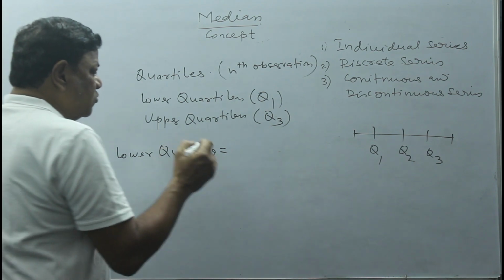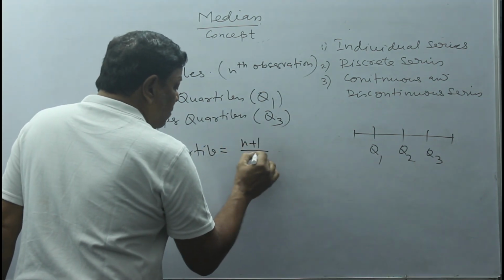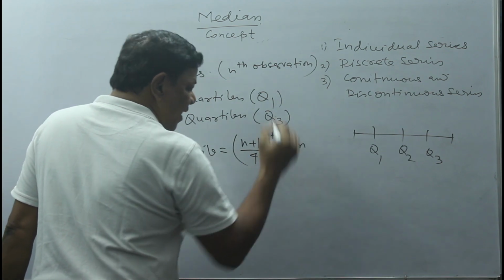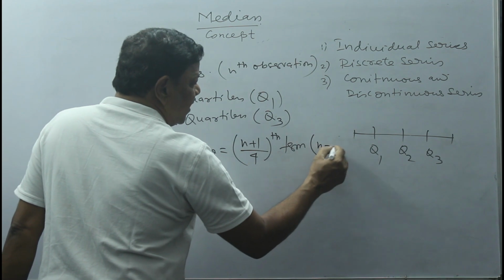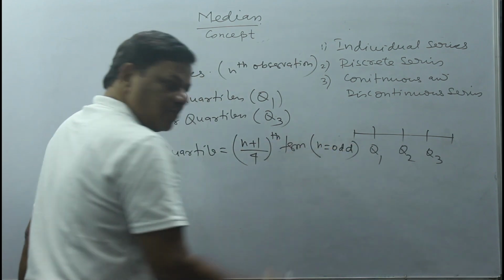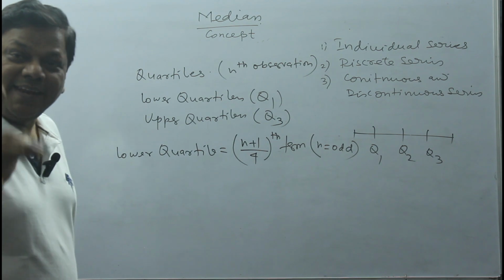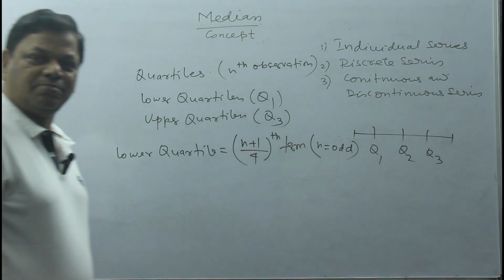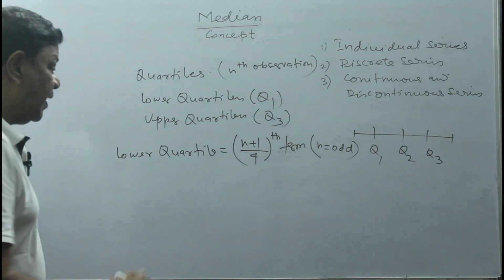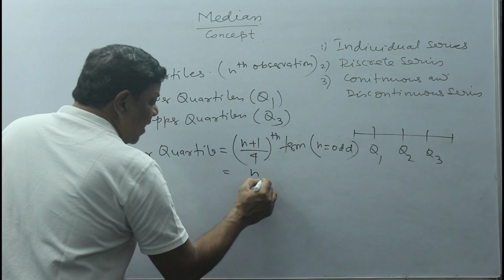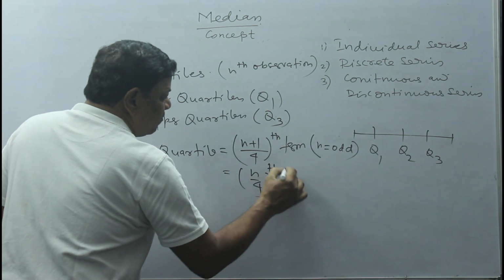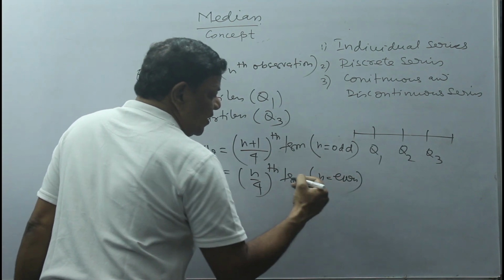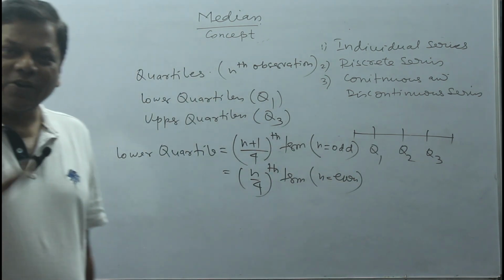What to do here? The (n plus 1) by 4 term. When do I use it? For n equal to odd. Okay children? When n is odd, that time you have to use the (n plus 1) by 4 term. Clear? Now, what is the other one? The n by 4 term. When do I apply this? When n is even. Clear children? Lower quartile is clear to you.